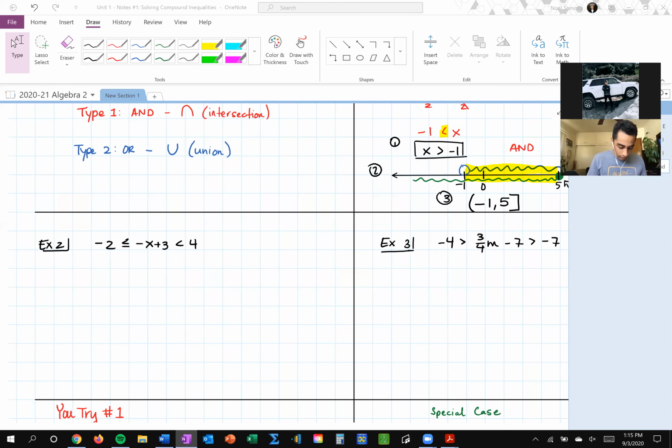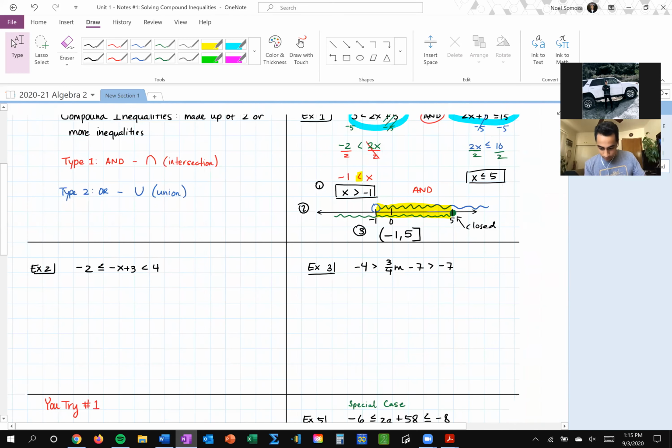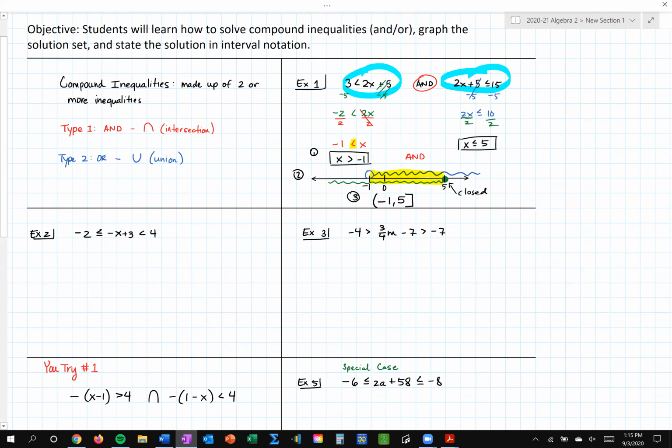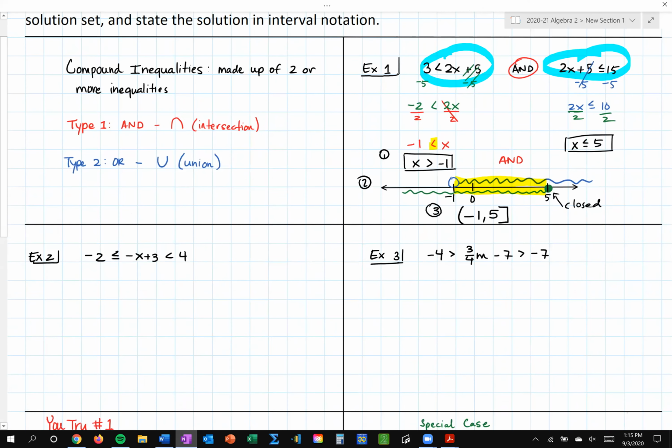All right. So this is another type of and problem. I like to call it, oops, sorry. I'll zoom out. Actually, let me make this bigger. Is that good?